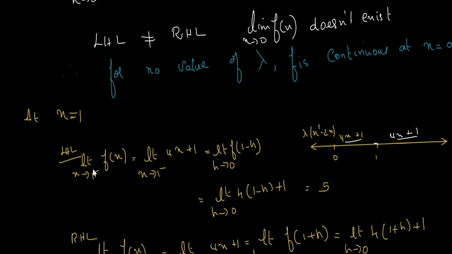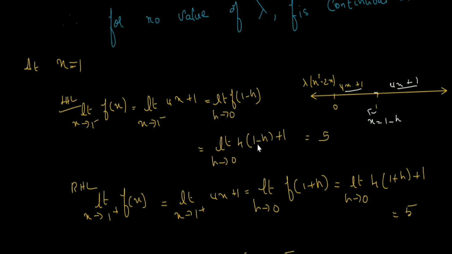So let us find the left hand limit, limit x tends to 1 minus of the function, which is 4x plus 1. Whenever you find the left hand limit, you put x equal to a number very close to 1, to the left of 1. So x is 1 minus h, with h tends to 0. Replace x by 1 minus h, and the function is 4 plus 1, which is 5.